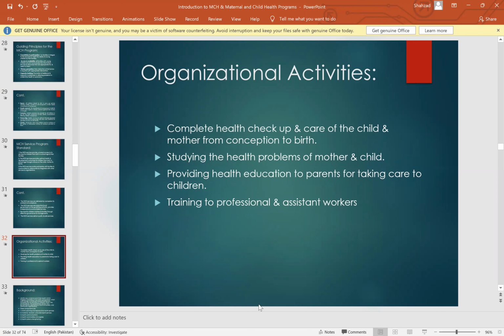Organizational activities: complete health checkup and care of the child and mother from conception to birth, studying the health problems of mother and child, providing health education to parents for taking care of children, and training to professional and assistant workers.